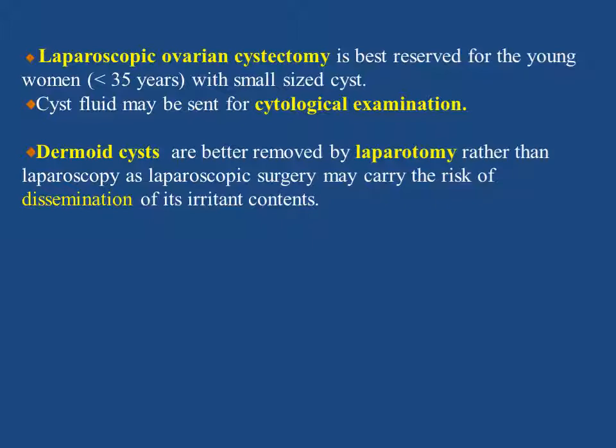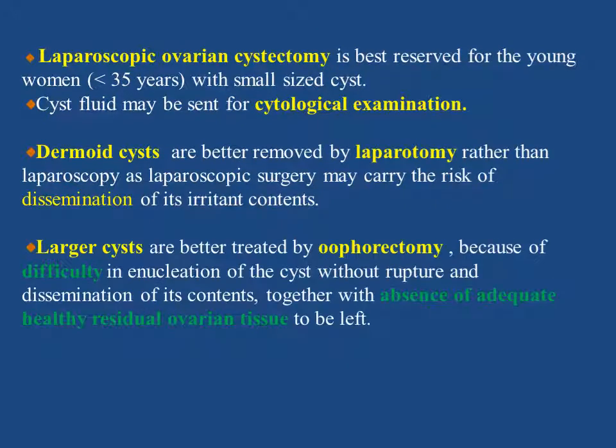But many doctors or surgeons say for a dermoid cyst, you better remove it by laparotomy, not by laparoscopy. Why? Because laparoscopic surgery can carry the risk of dissemination of the irritant content. This patient may be complicated by chemical peritonitis. Again, a large cyst is better treated by oophorectomy, because sometimes there is difficulty in enucleation of the cyst without rupture and later on dissemination of the content.